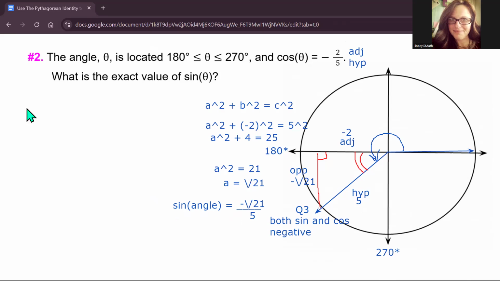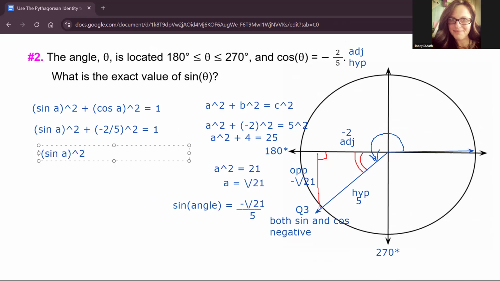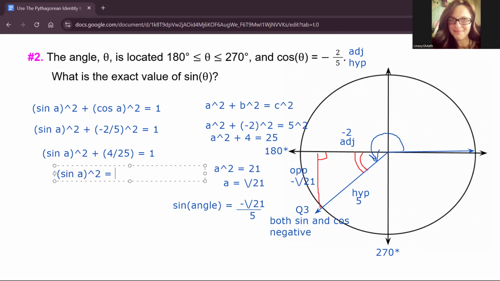And now we'll solve it using the Pythagorean identity. Sine of our angle squared plus cosine of our angle squared is equal to 1. And we know cosine is -2/5. We can substitute -2/5 in for cosine of our angle, and we get sine of our angle all squared plus -2/5 squared, which is 4/25, equals 1. And then we'll subtract 4/25.